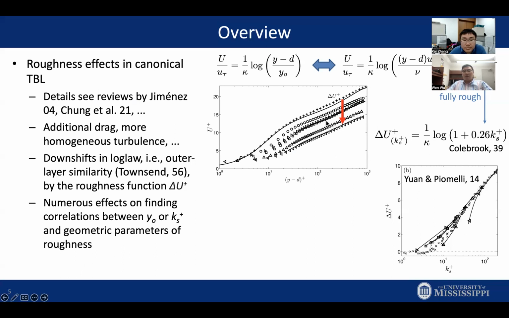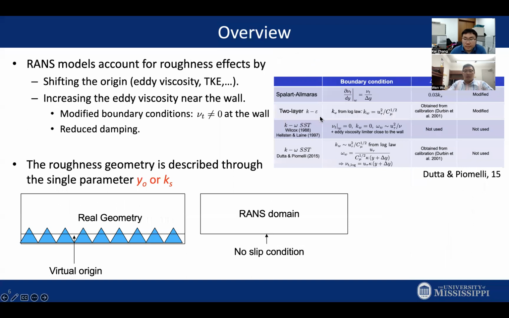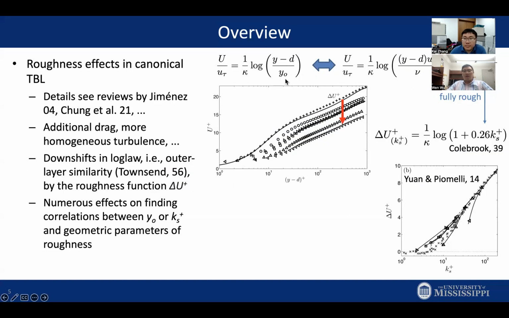So the markers are different roughness, and you can see there's a downshift in the log law, but still we have this 1/kappa slope. And that's why people can derive this modified law of the wall with roughness corrections. And these two have been used in different fields, but basically they are equivalent.